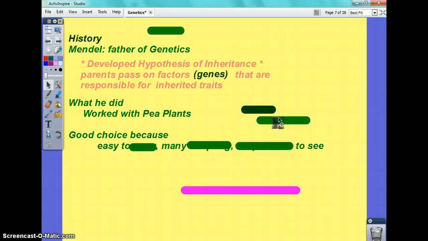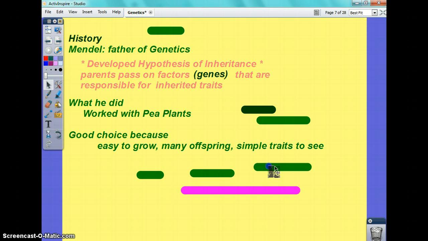Why did he choose pea plants? They have different variations, like a bunch of variations. But we all do. So, what was good about the pea plant? Easy to grow is one. What else? That's the first one. Yes, they produce many offspring. Yeah, no. They have very simple traits. Simple traits.